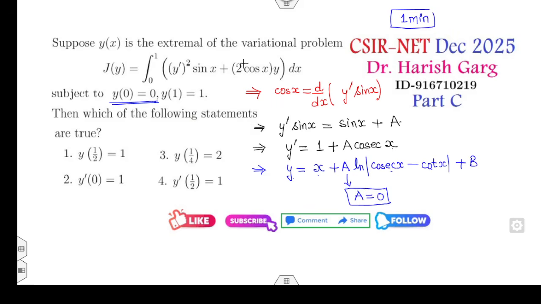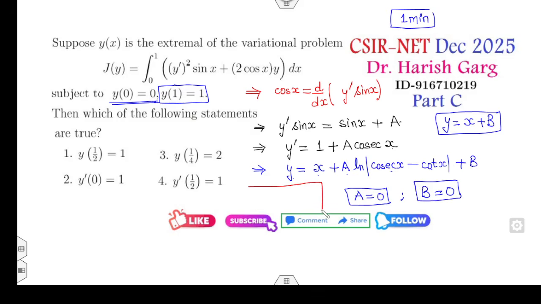A must be 0. Now if a is 0, then your solution becomes y is equal to x plus b. Now the second condition, y of 1 is equal to 1, that implies b is again 0. So a will be 0, b will be 0. Your final solution becomes y is equal to x. Now look at that, y is equal to x, so first option cancel, third option cancel.